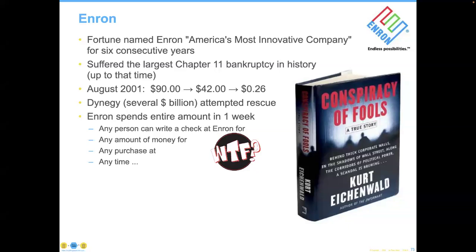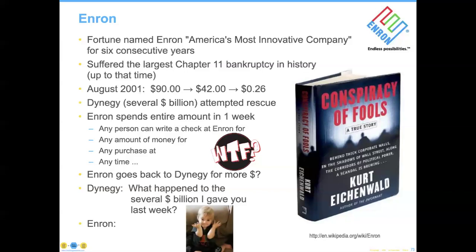because you would have found out that any person at Enron can write a check for any amount of money for any purchase at any point in time. Enron went back to Dynegy at the end of the week and said, "Can I have some more money?" And Dynegy said, "What happened to the several $billion I gave you last week?" And Enron said, "No."